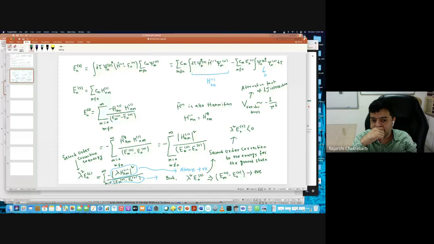Don't look at this expression. See how this expression is derived. When you derive it, you assume that m is not equal to n. So this expression is not valid for m equal to n. You cannot put m equal to n here.